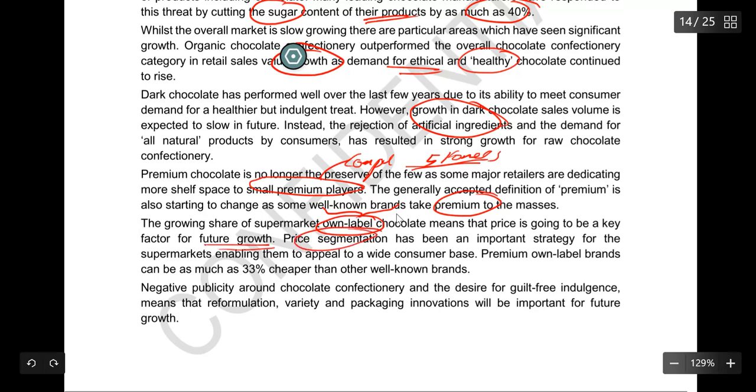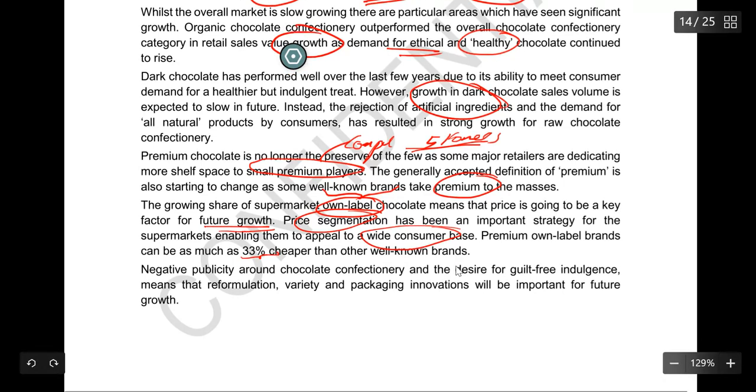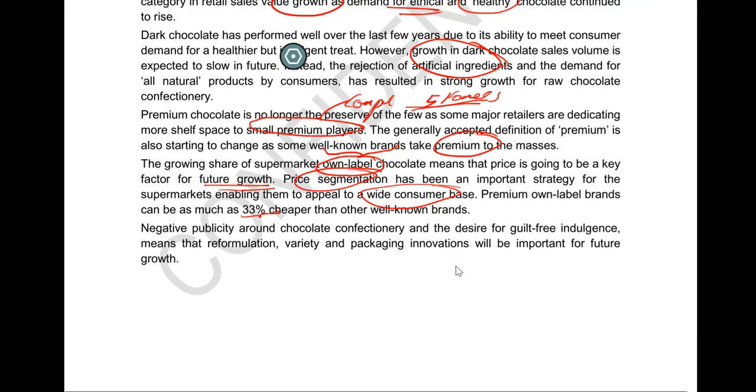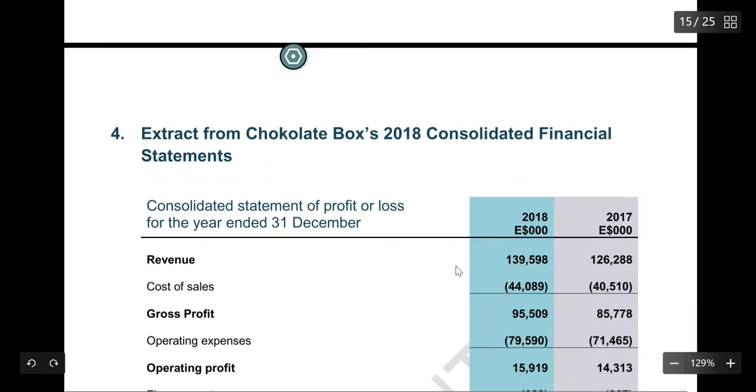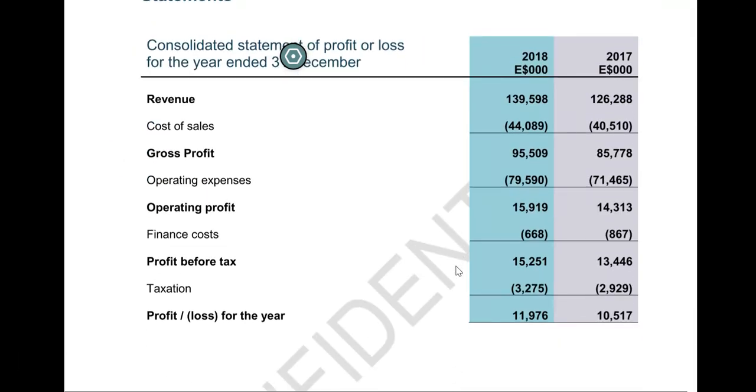The growing share of supermarket own label means price is going to be key for future growth. Price segmentation has been an important strategy for supermarkets, enabling a wider customer base. Premium own label brands can be as much as 33% cheaper than well-known brands. Negative publicity around chocolate confectionery and the desire for guilt-free indulgence mean reformulation and variety and packaging innovation is very important for growth. So students, again here they are giving you the financial statement, and I have already done the financial analysis.